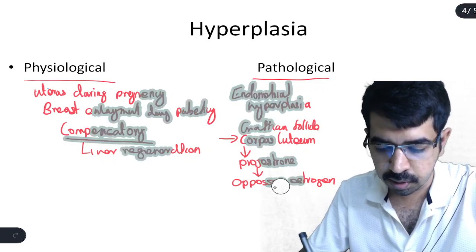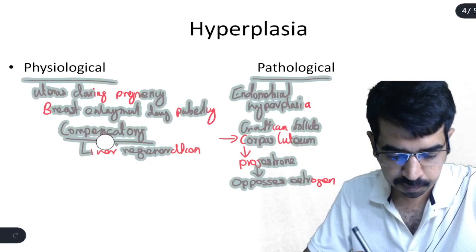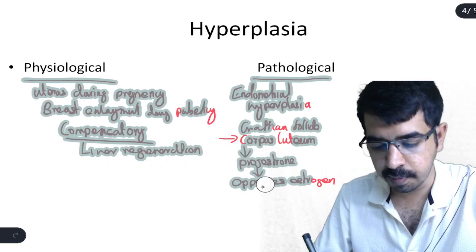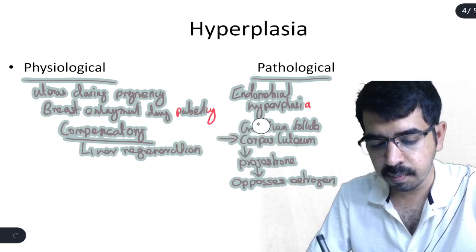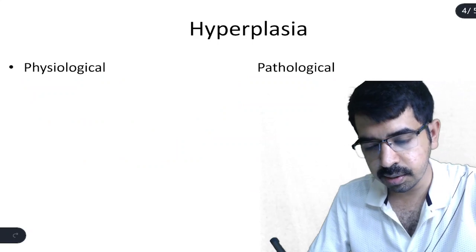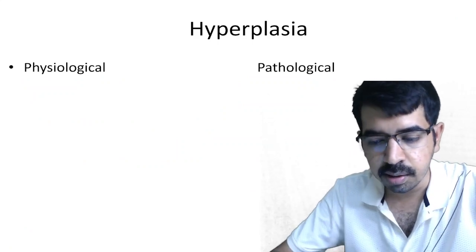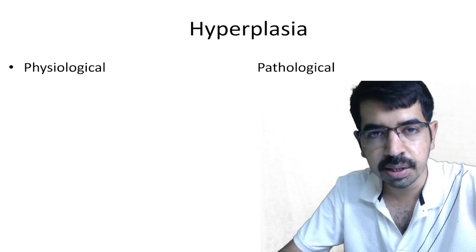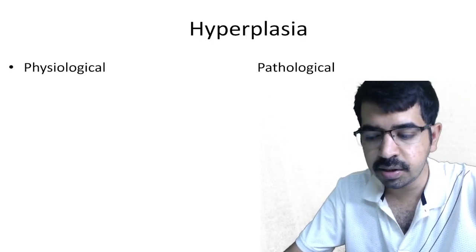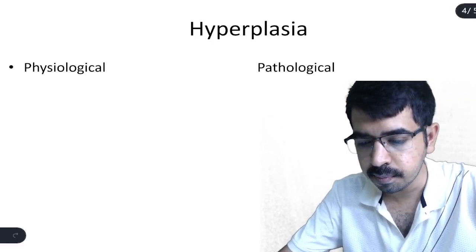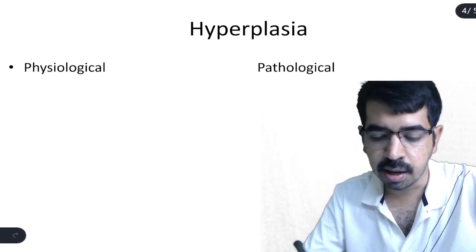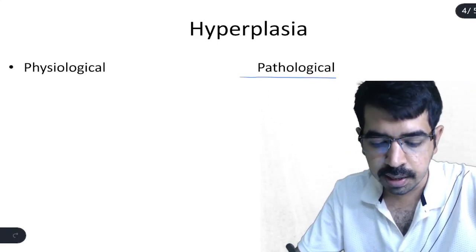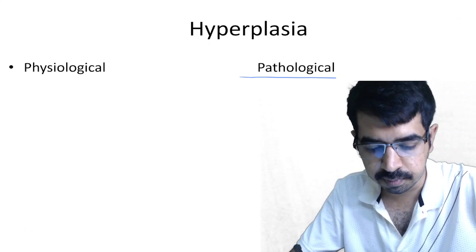Another example for pathological hyperplasia is benign prostatic hyperplasia. We know that some of the males after a certain age get an enlarged prostate and they get difficulty in passing urine, increased frequency of urination. All these things can happen. That is due to benign prostatic hyperplasia.